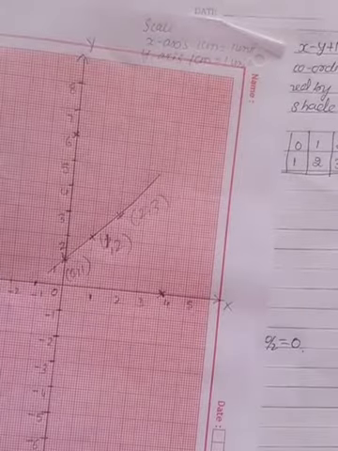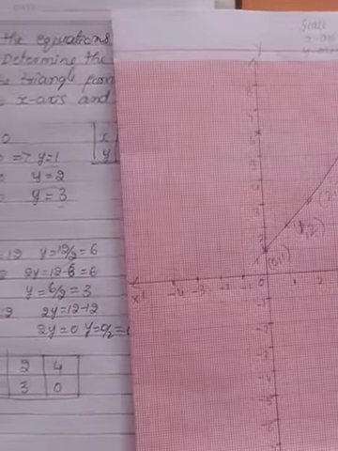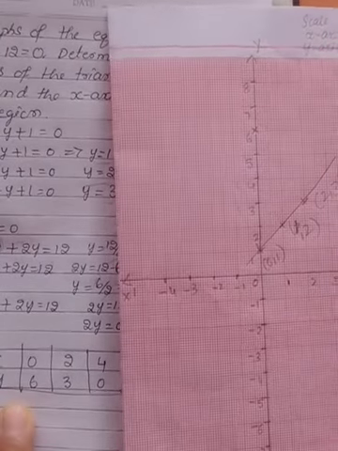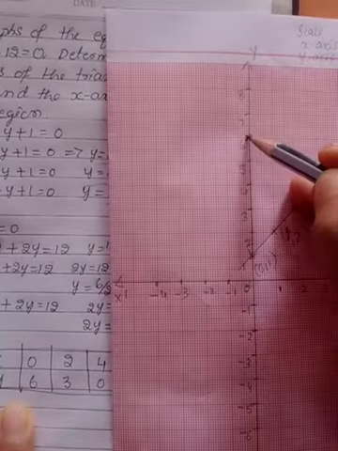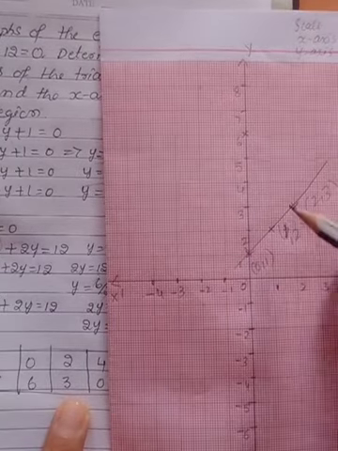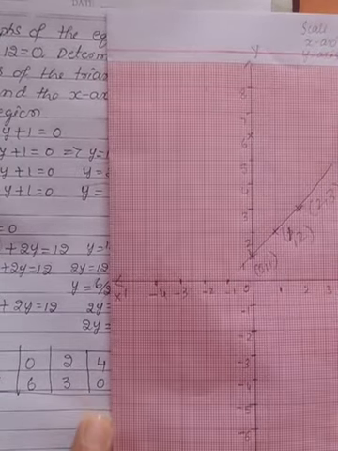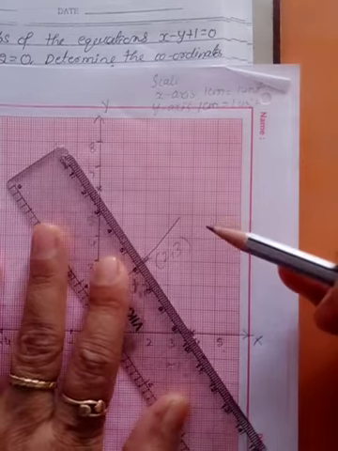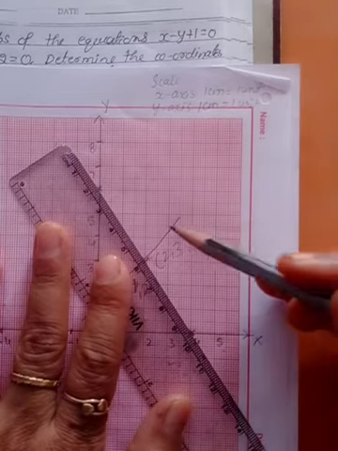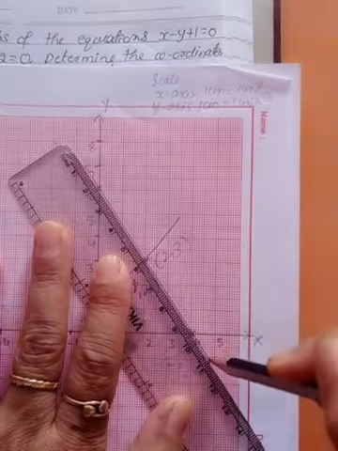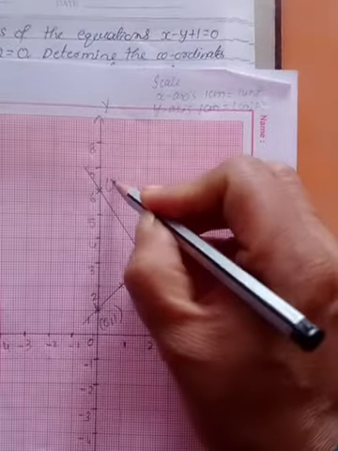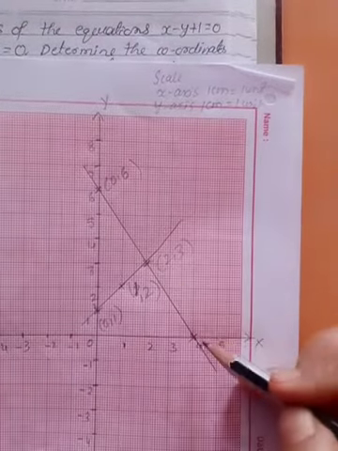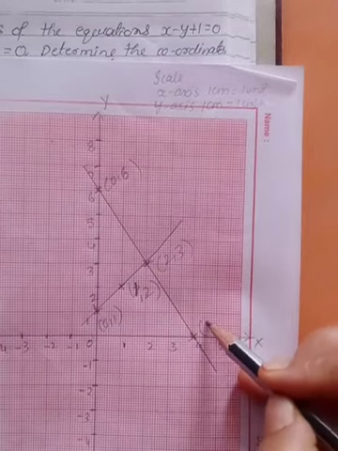Draw a line here. Now let us go with the second equation. What is the second equation? For (0,6), (2,3), already it is here, then (4,0). Now join these. So it is (0,6), (2,3), and this is (4,0).